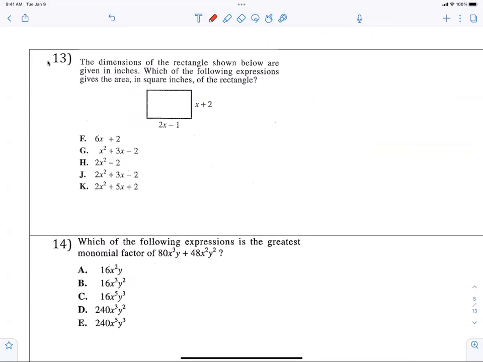Which of the following expressions gives the area? How do I find the area? Length times width. So everybody's going to write down 2x minus 1 times x plus 2. And let's multiply that out quickly. Multiply it out. Chop, chop.